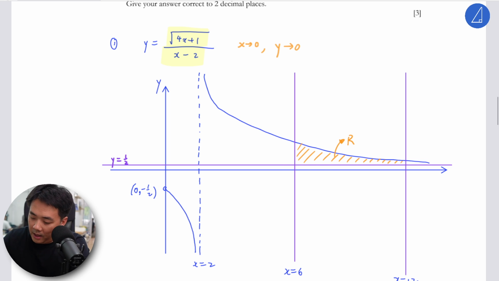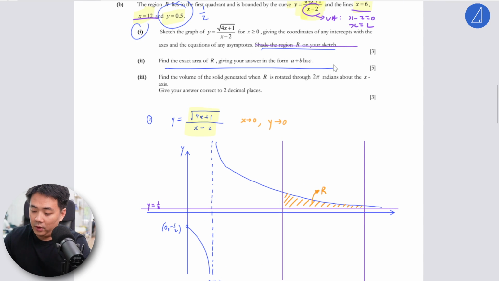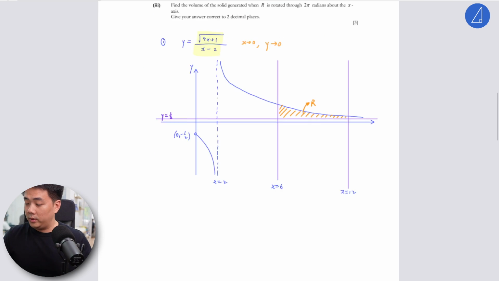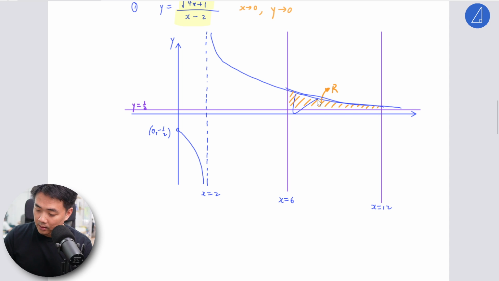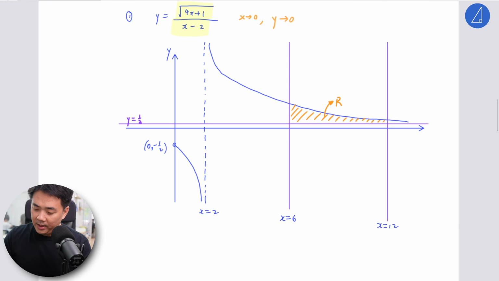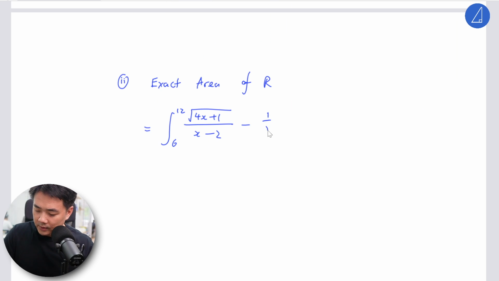Okay, then after which what we need to show is find the exact area R, giving our answer in a plus b form, which means we need to use this guy. So we take the area under the graph, minus off the small rectangle below. The small rectangle below is important. This rectangle here. Okay, so you can use y1 minus y2. Basically if this is y1, subscript this. So I always tell students that whenever you have more than one curve, you just subscript it. This is y2. Then what we need to do is just take top minus bottom. Okay, so the y2 is half. There you go.